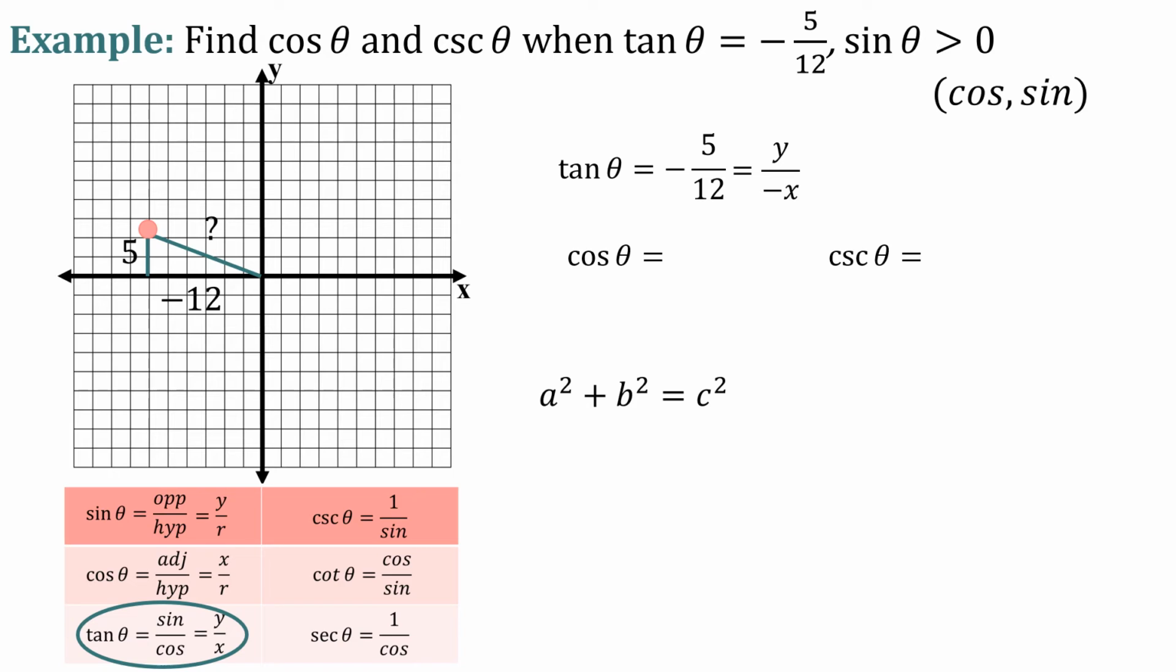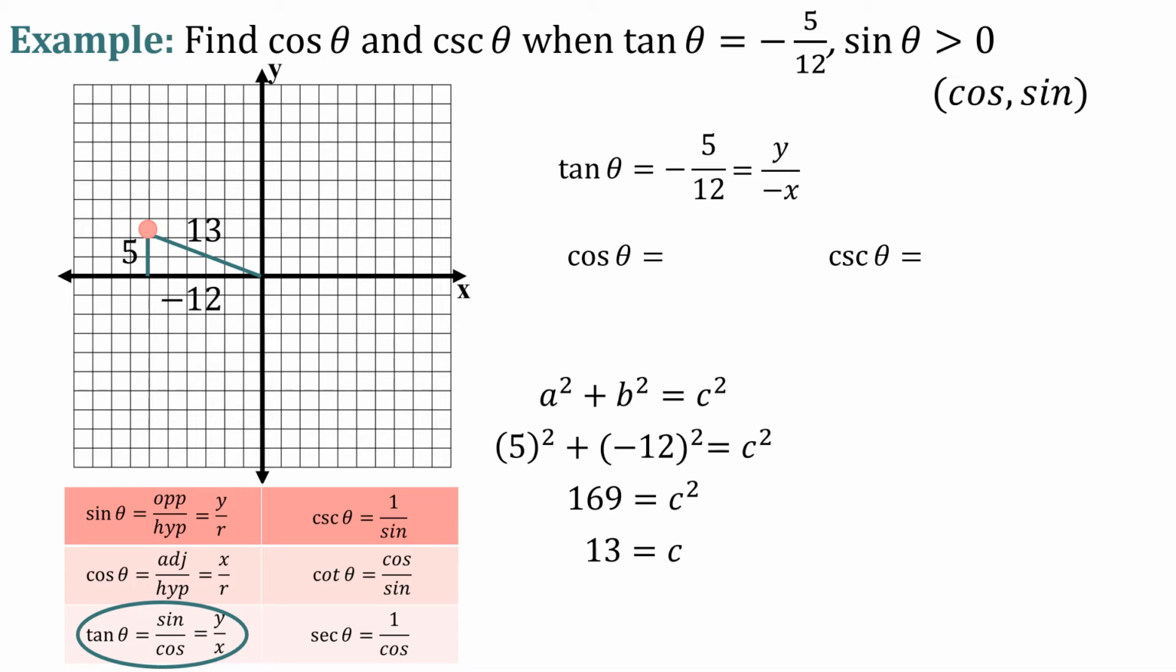Okay, so to find our hypotenuse, we have to use the Pythagorean theorem: a squared plus b squared equals c squared. We know both of our legs, so 5 squared plus negative 12 squared equals c squared. Be sure to put that negative 12 in parentheses, because if not, it will make your entire answer wrong. And that's 25 plus 144, which is 169, and the square root of 169 is 13. So now we know that the hypotenuse of this triangle is 13.